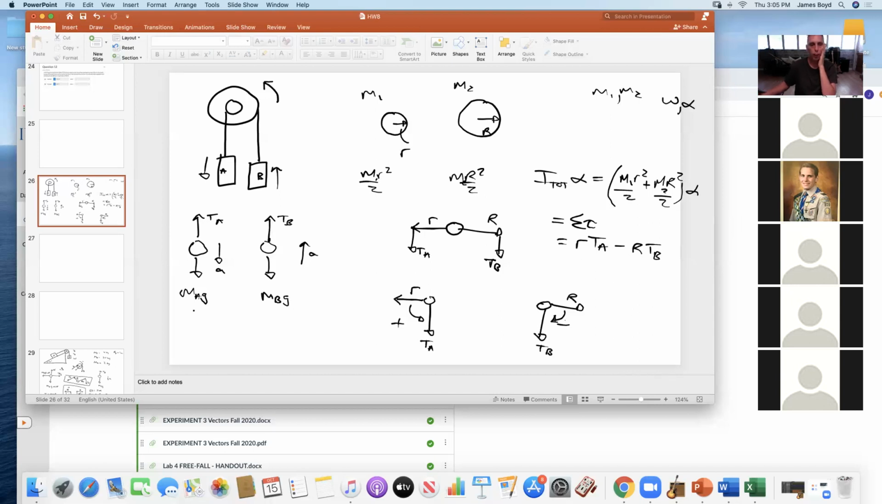Or what you could do is you could say I1 alpha is equal to R TA, and I2 alpha is equal to big R TB, and I1 plus I2 alpha equals RTA minus RTB. Sorry, I forgot the minus sign. You can do it either way. The point I'm getting at is with a composite pulley, you can add them later, or you can add them all at the same time.